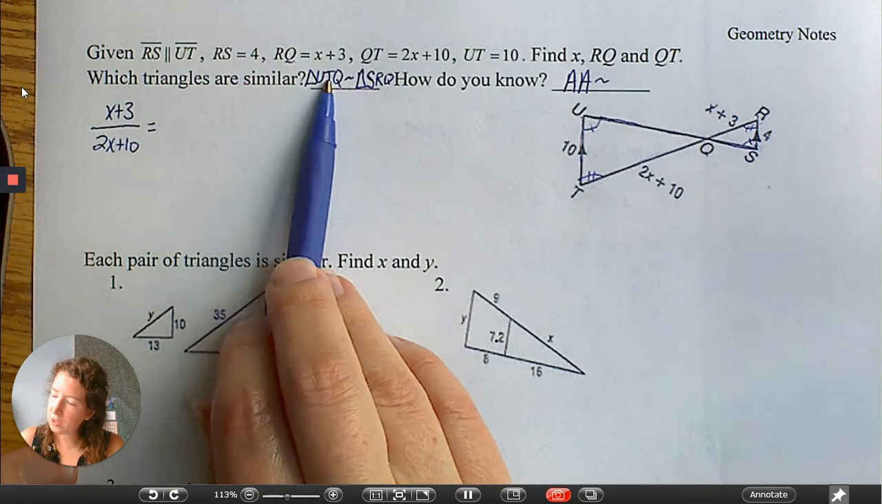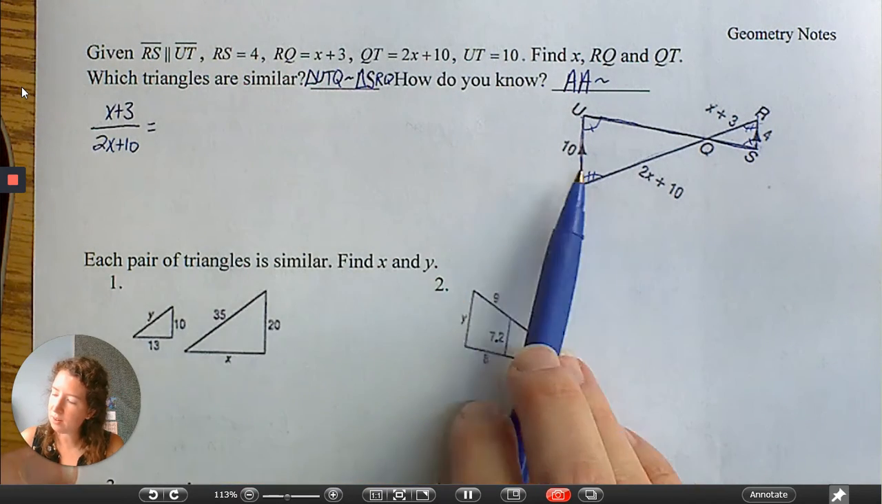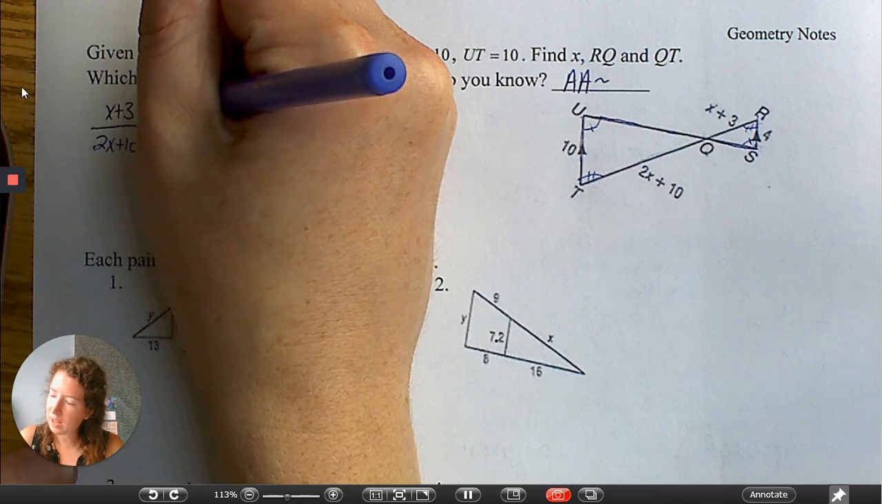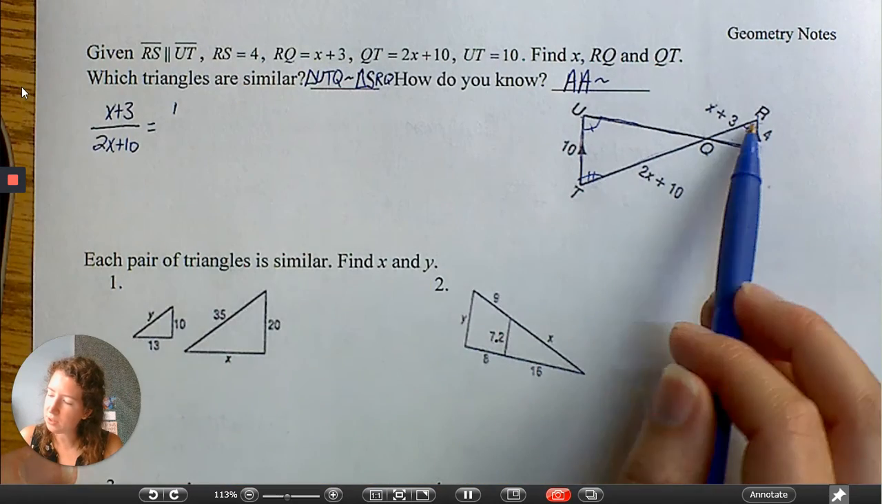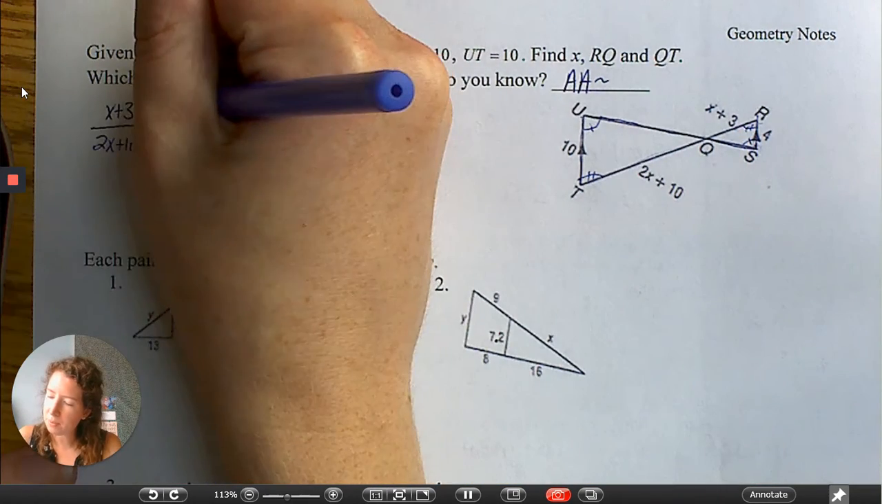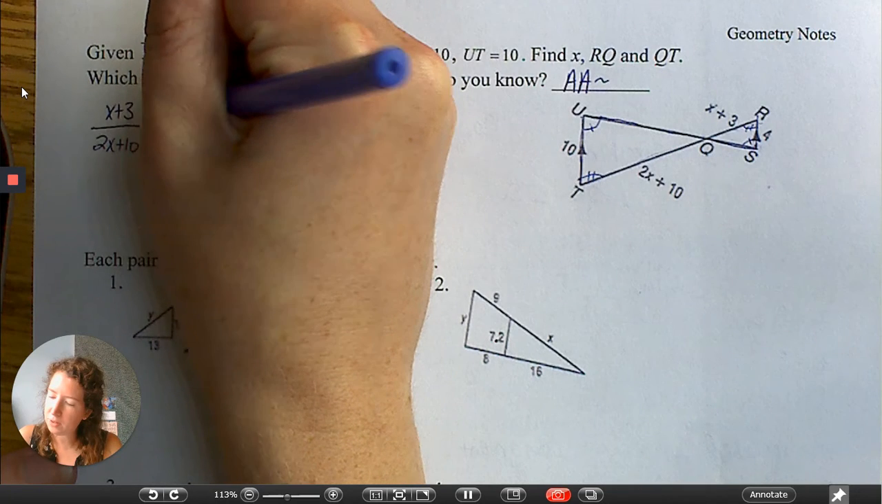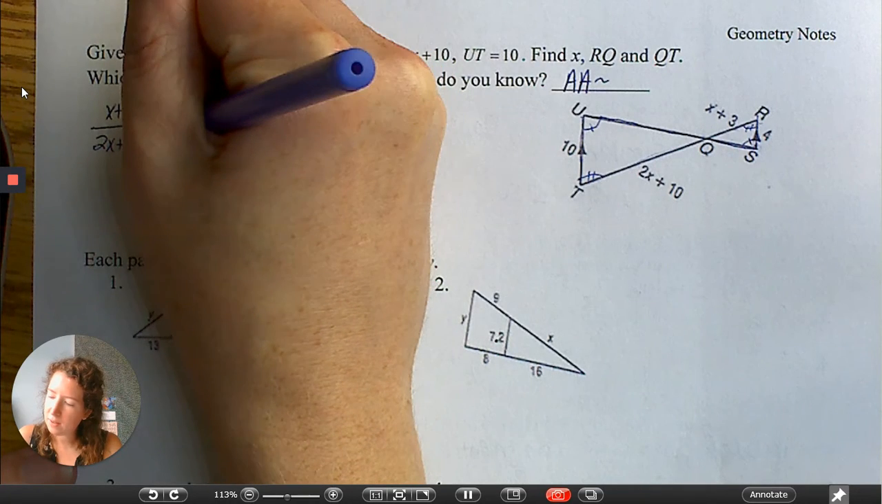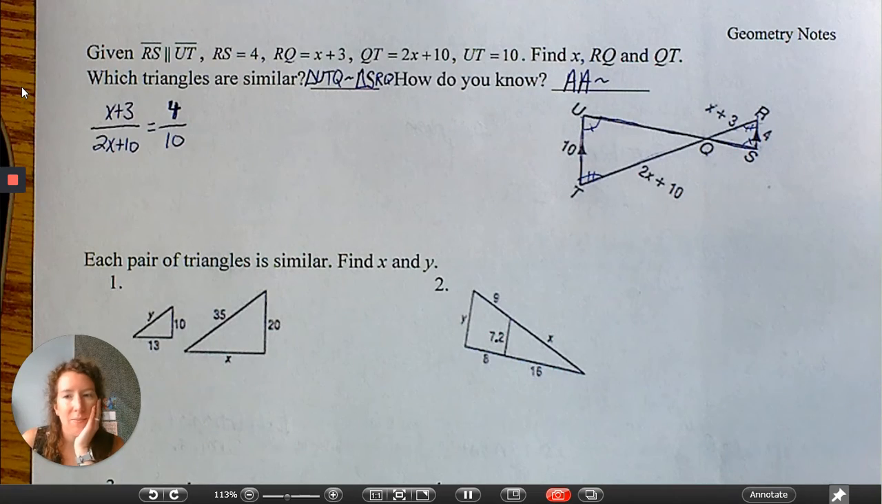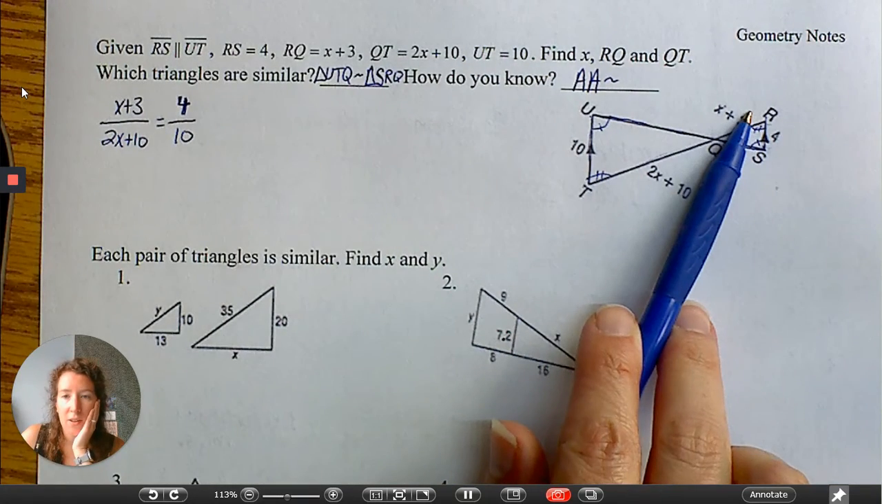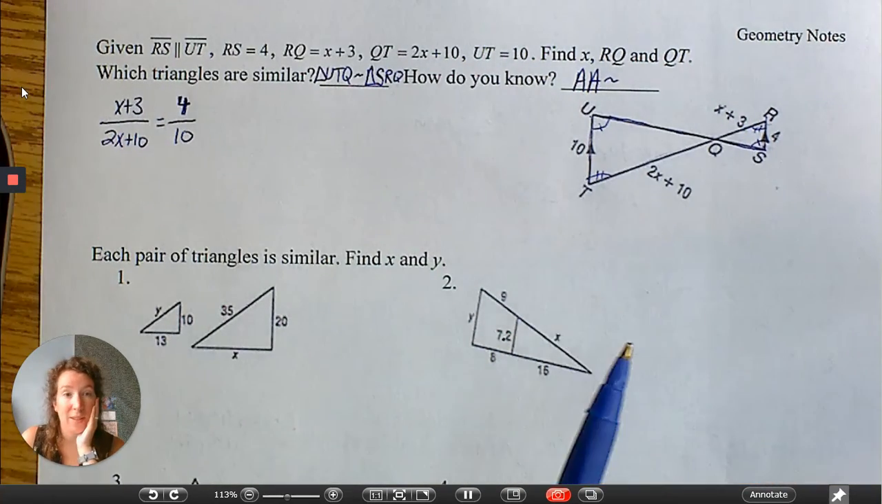And then I know that UT corresponds to SR. UT is 10. However, I didn't start with that one, did I? I started over here. So I need to have 4 on top. I almost made a very crucial mistake and didn't compare the proper sides. So since I started over here for my first ratio, I need to start over here for my second ratio.